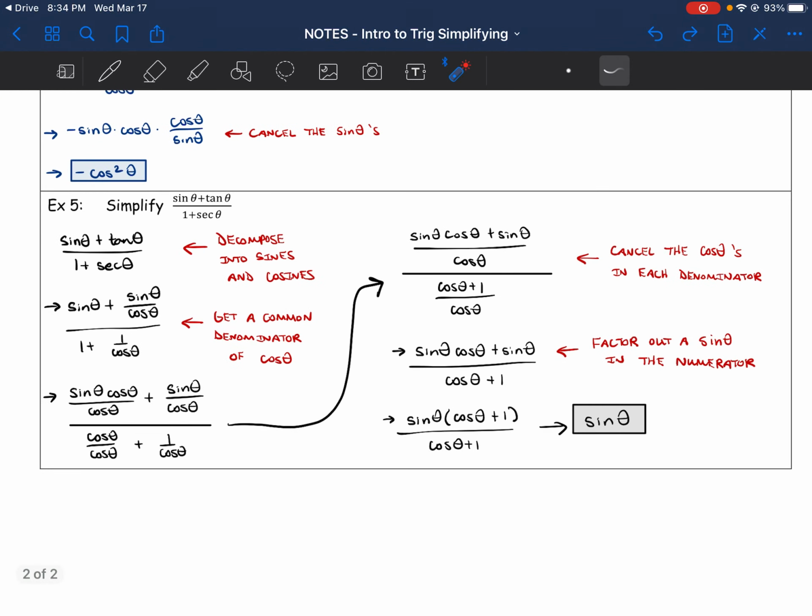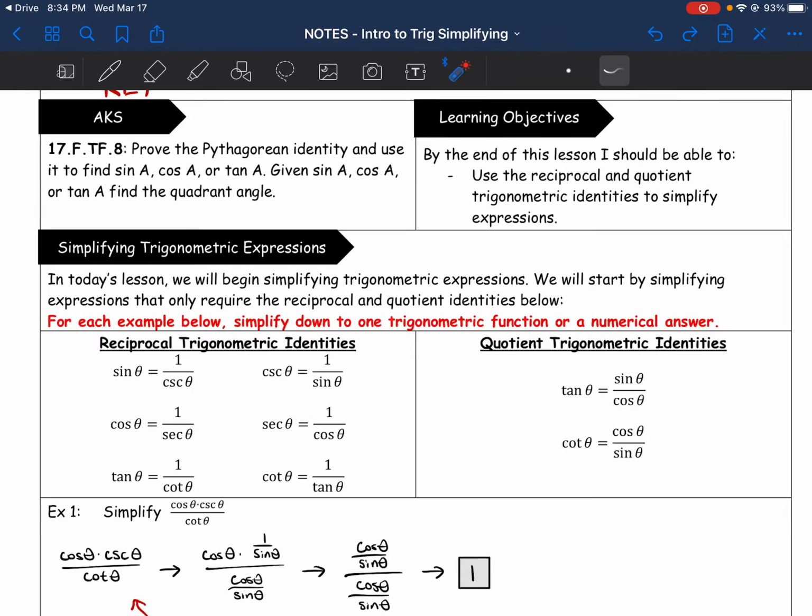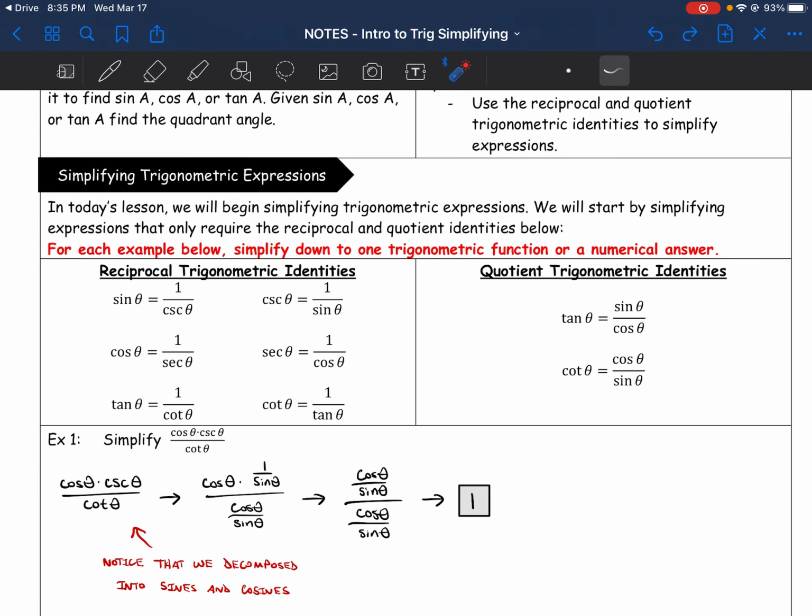So a good bit more work than the other examples, but it's a good example to look at because we get common denominators, we get some factoring in here. It's just a good overall example to demonstrate some of these algebra skills that are necessary when simplifying trig expressions. All right. So that's going to be it for today. Again, we started kind of easy with simplifying trig expressions, only using reciprocal identities and quotient identities. And eventually we'll start throwing in the Pythagorean identities and the sum and difference formulas and things of that nature.